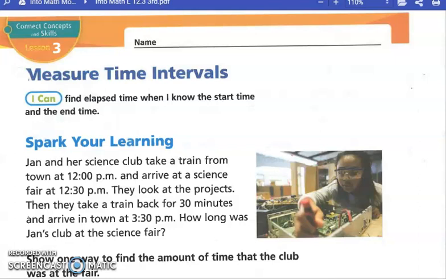Today we're looking at math lesson 12.3, measure time intervals. I can use elapsed time when I know the start time and the end time. So elapsed time is how long it is from this point to this point. So how long is it from 10:30 to 12:45 or 12:50?